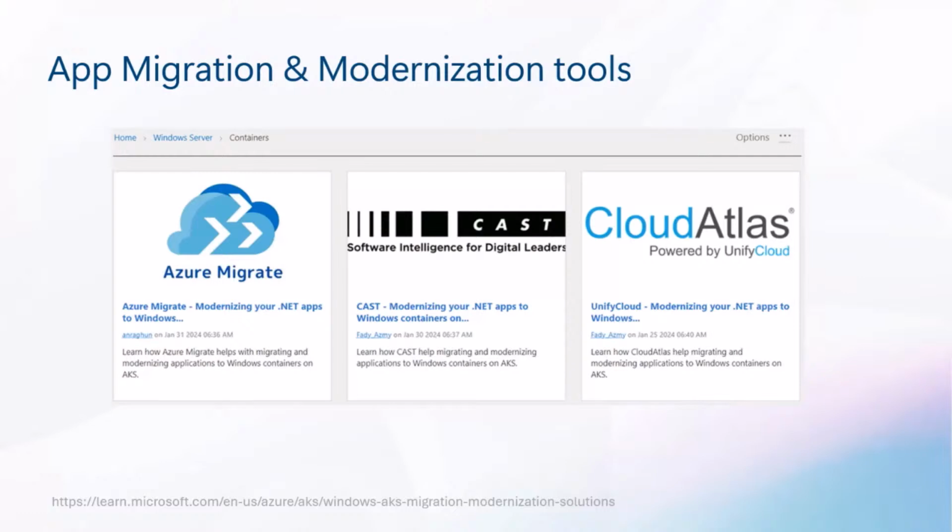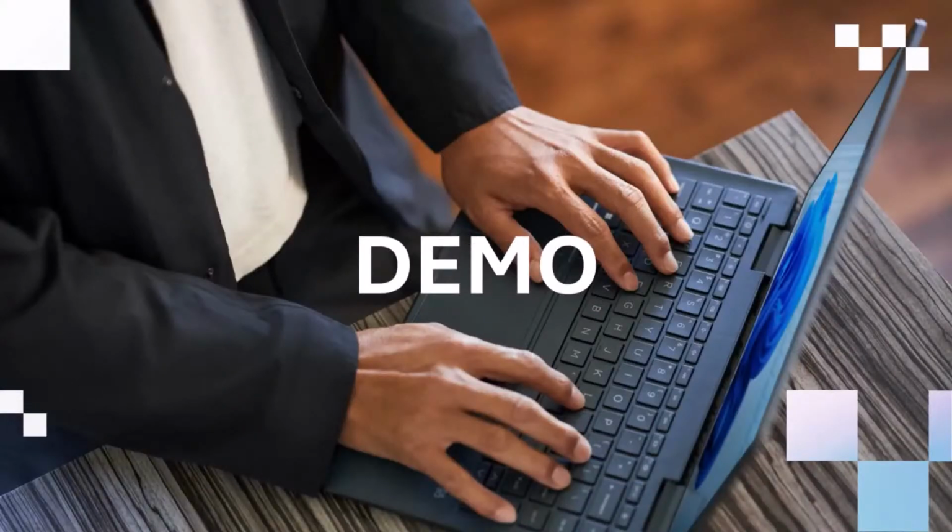We've got CAST and Unify, who do code scanning as well, and they're able to help you break down what the containerization blockers are and prioritize amongst your portfolio of apps which ones are the low-hanging fruit. Highly recommend you check them out. Now, I'd love to show you a demo. I'm going to switch to my dev box and walk you through how to containerize a legacy application.